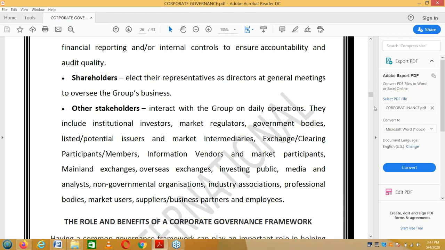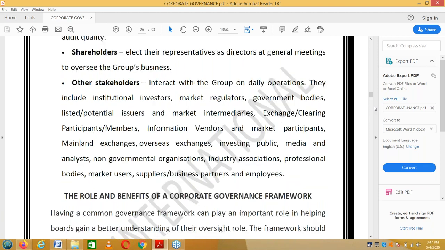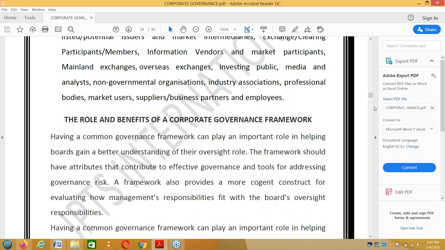They are there to help the group and also the board to achieve their specific aim. Let's look at some specific aims or the objectives of the company. Let's look at the roles and benefits of a corporate governance framework.